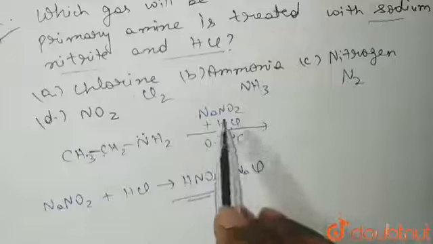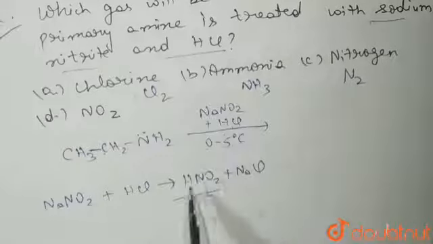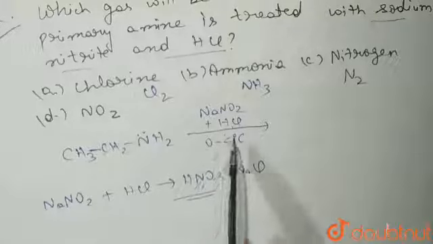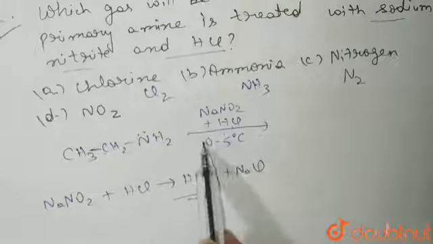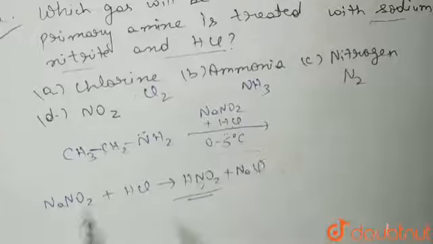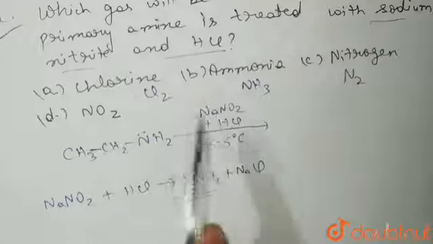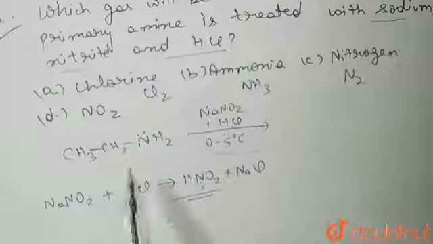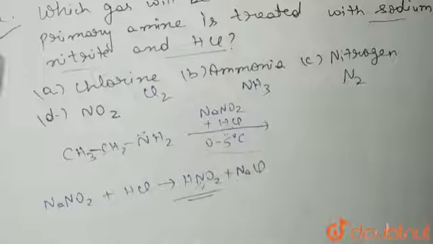That's why we use it separately, because nitrous acid is not stable, so we will make it in situ, that means in the reaction, by adding NaNO2 and HCl at 0 to 5 degrees Celsius. Thus this will also convert this primary amine into a diazonium chloride.